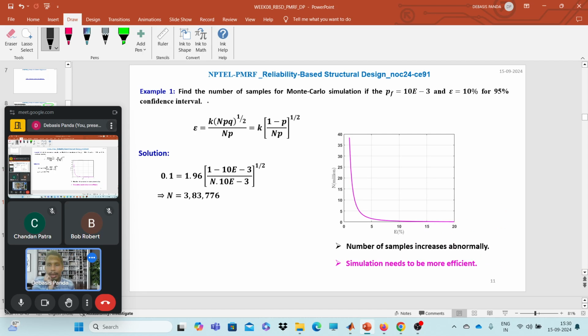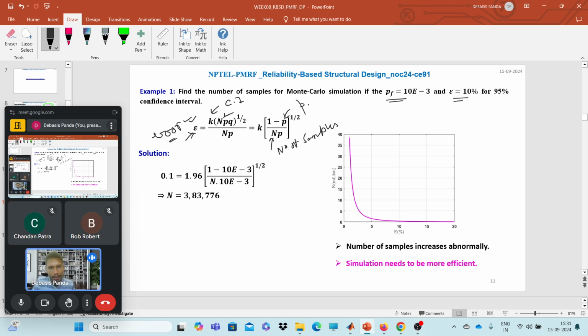For example, find the number of samples for Monte Carlo simulation. Here PF is the desired PF. If the probability of failure is given, and the error is 10% for a 95% confidence interval. Now look at the formula we have derived based on approximating the binomial distribution into a normal distribution and calculating the confidence interval. Here, this is nothing but your error, the percentage of error. That k is nothing but the value of the confidence interval. For the 95% confidence interval, the value is 1.96. Now if we simplify this, we will get this form, where n is the number of samples.